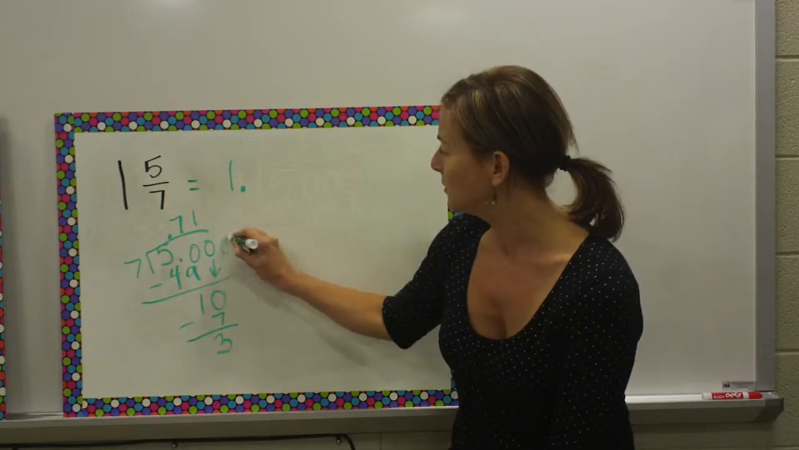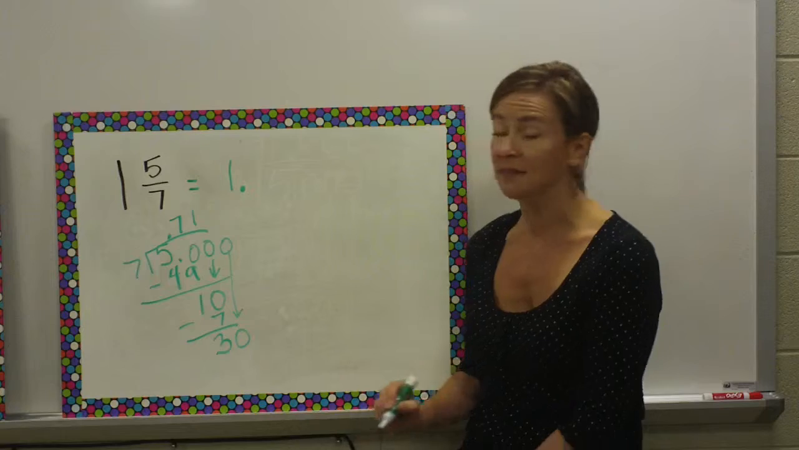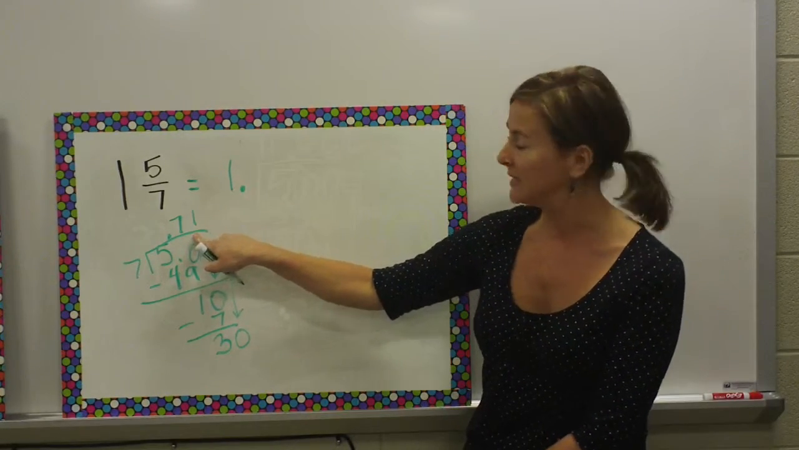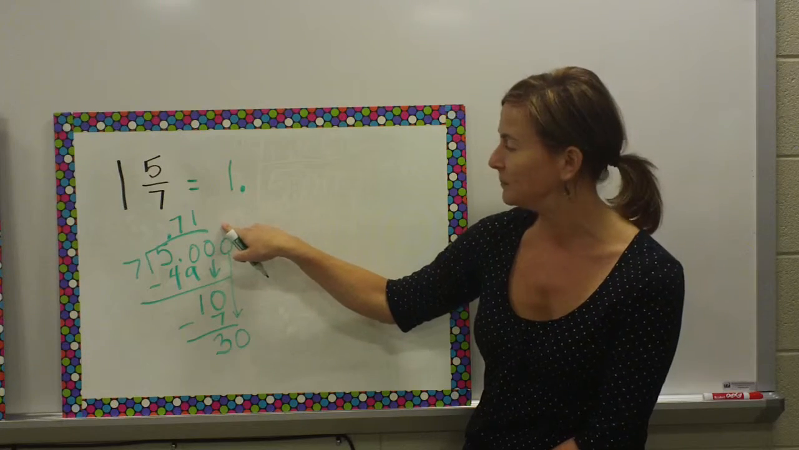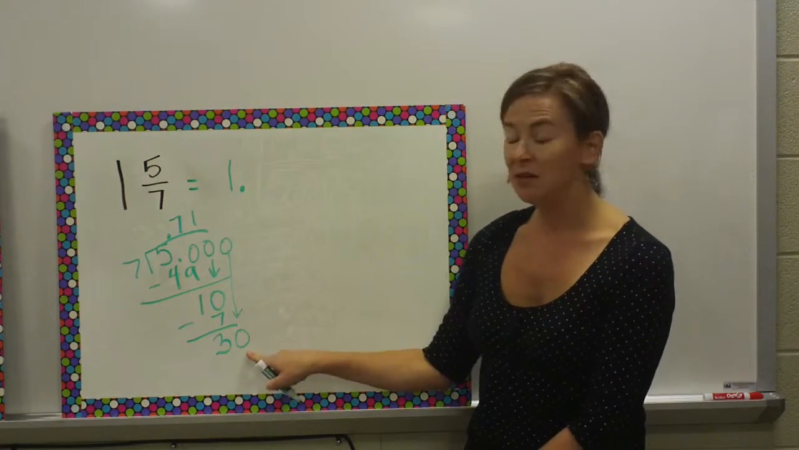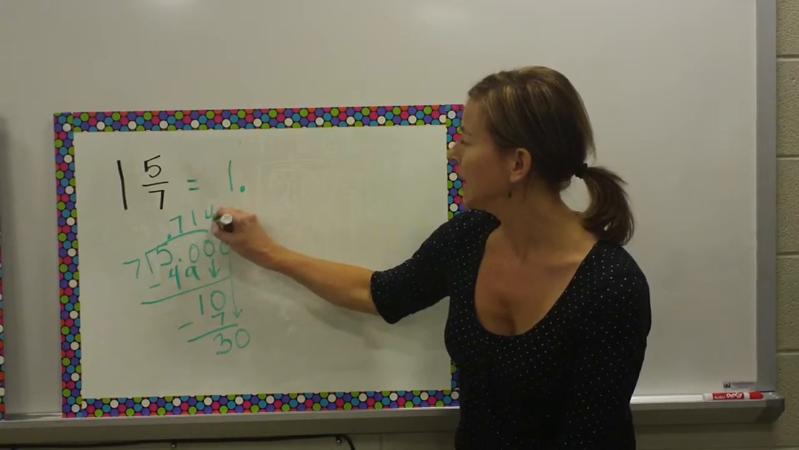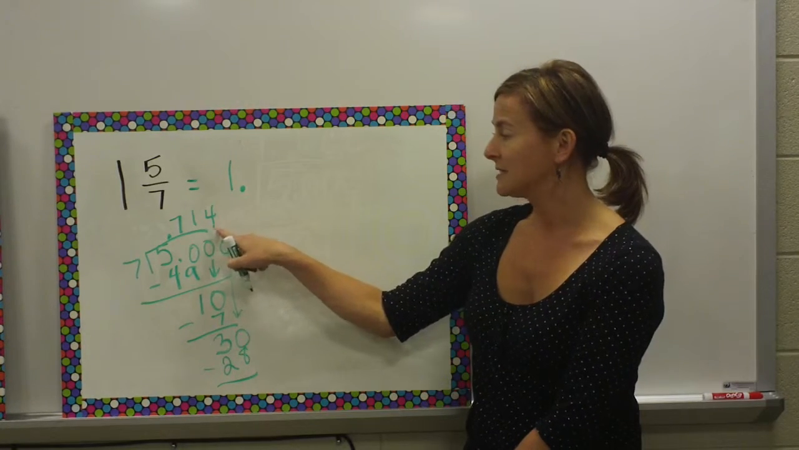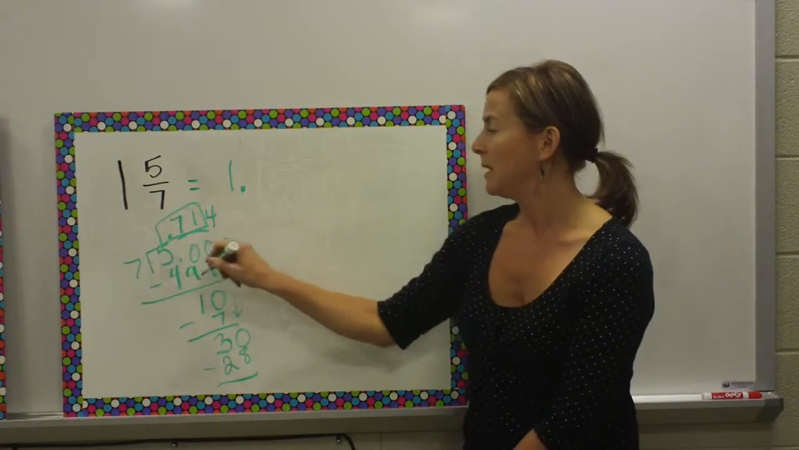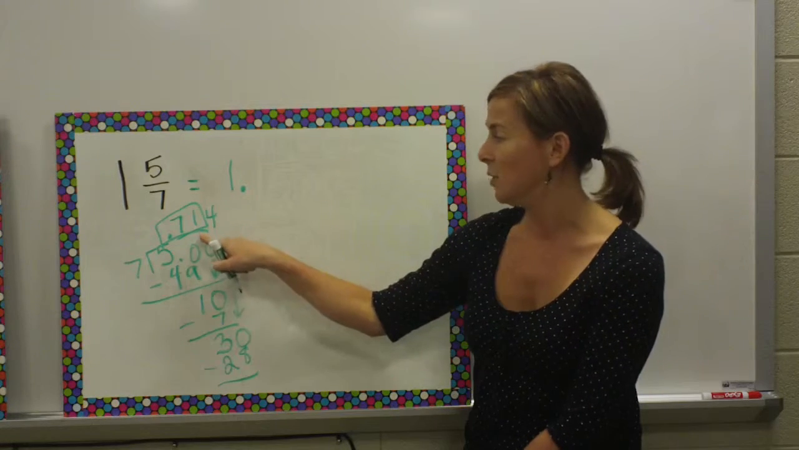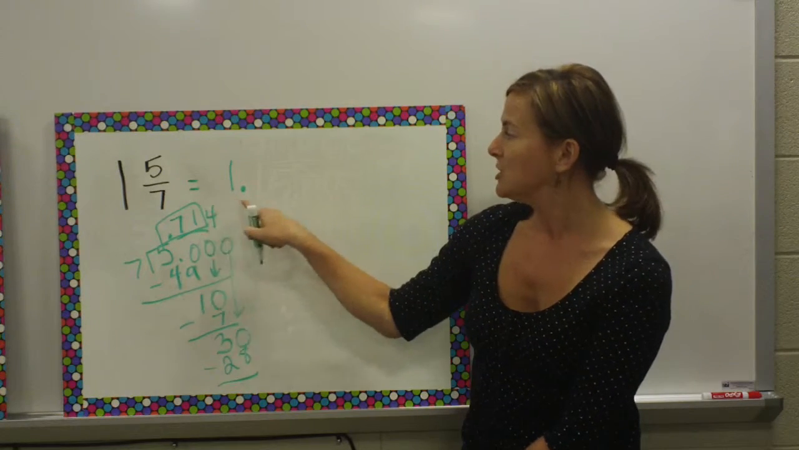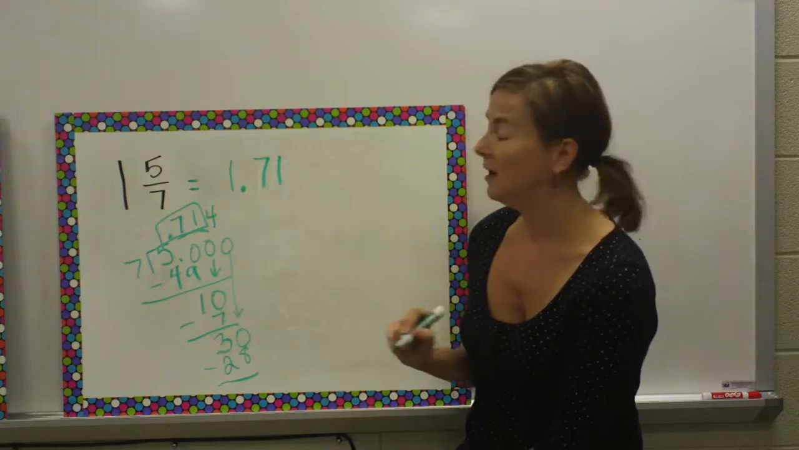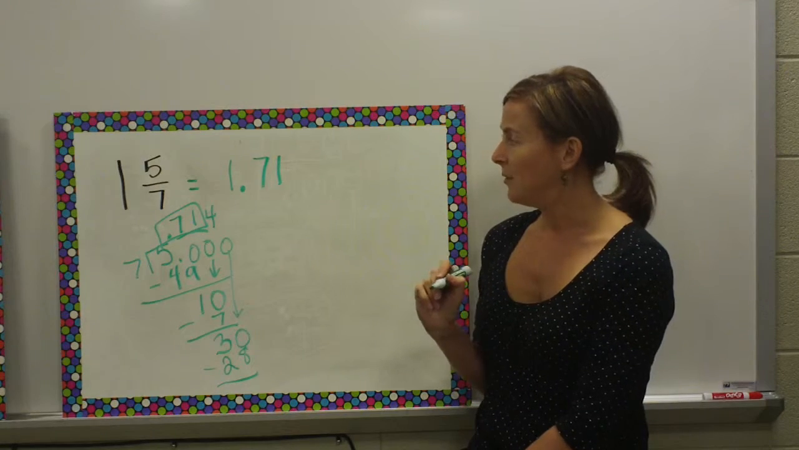Now remember, I want you to go 3 places past the decimal so you can round to the nearest hundredths place. So this is either going to be 0.71 or 0.72. It depends on what I end up with here. I know that I can get 4 sevens out of 30 because 4 times 7 is 28. Now, because this is a 4, I know my 0.71 will stay 0.71 instead of going to 0.72. So my decimal is 1.71.